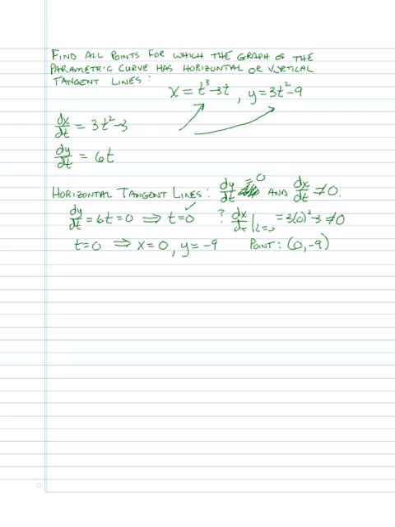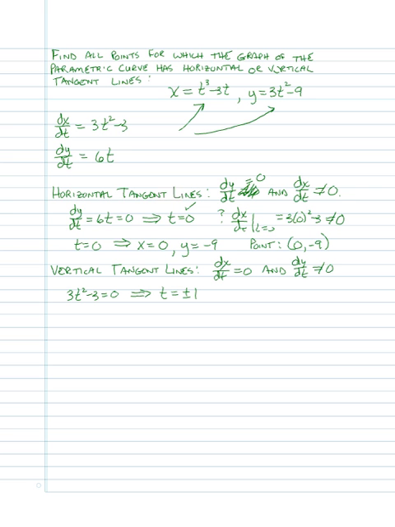Now, as far as vertical tangent lines go, what do we need? Well, we need the derivative of x with respect to t to be equal to 0, but simultaneously the derivative of y with respect to t not 0. So we set the derivative of x with respect to t equal to 0, and that would be 3t squared minus 3 equals 0. It doesn't take very much work to decide that the solutions to this equation would be positive and negative 1, plus or minus 1.